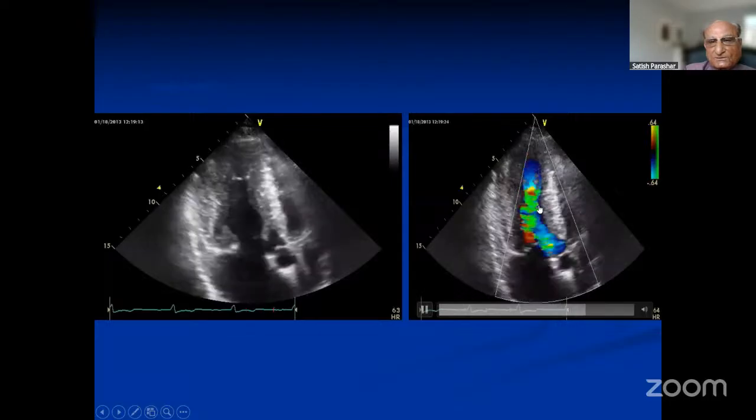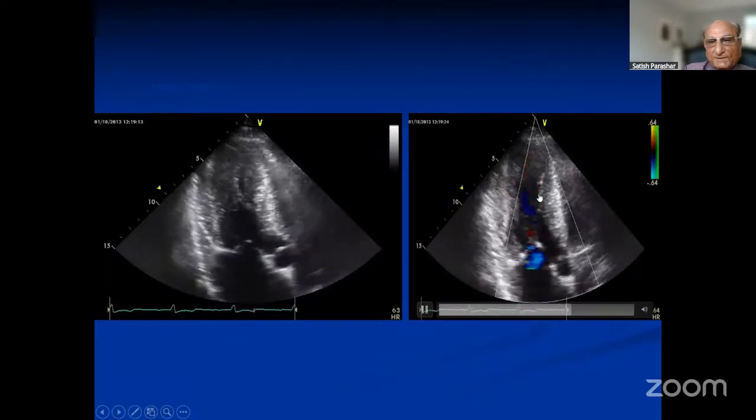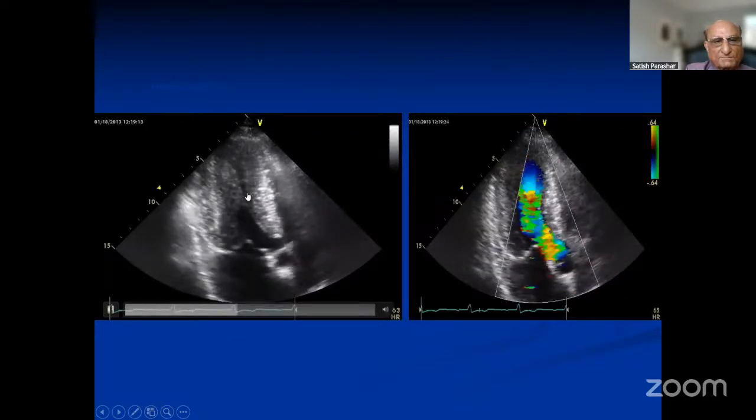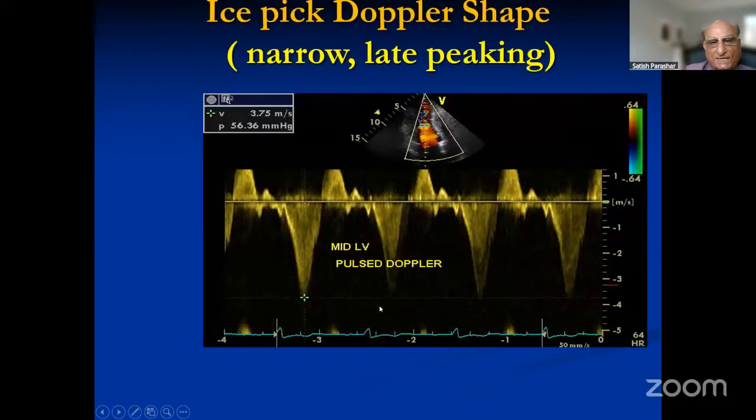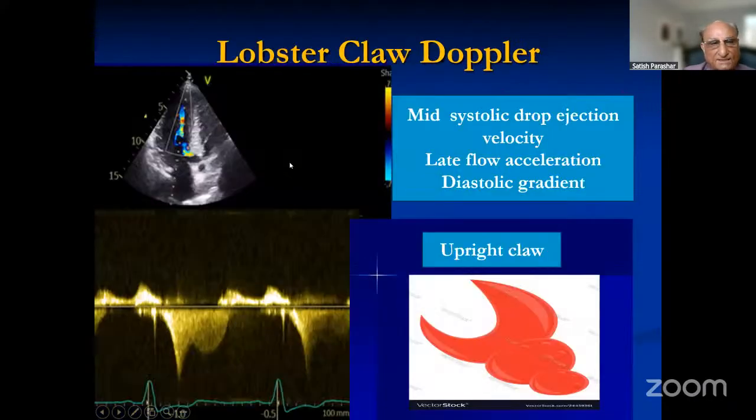And here you see a turbulence at the level of the mid LV, and you put a Doppler beam here, and you get a good Doppler. We put a high PRF Doppler, and you see you get a gradient which is a narrow peaking type. It is sort of known as an ice pick type of gradient, and you see a good Doppler envelope like an ice pick giving a 56 mmHg gradient. So this is another thing we have seen sometimes.